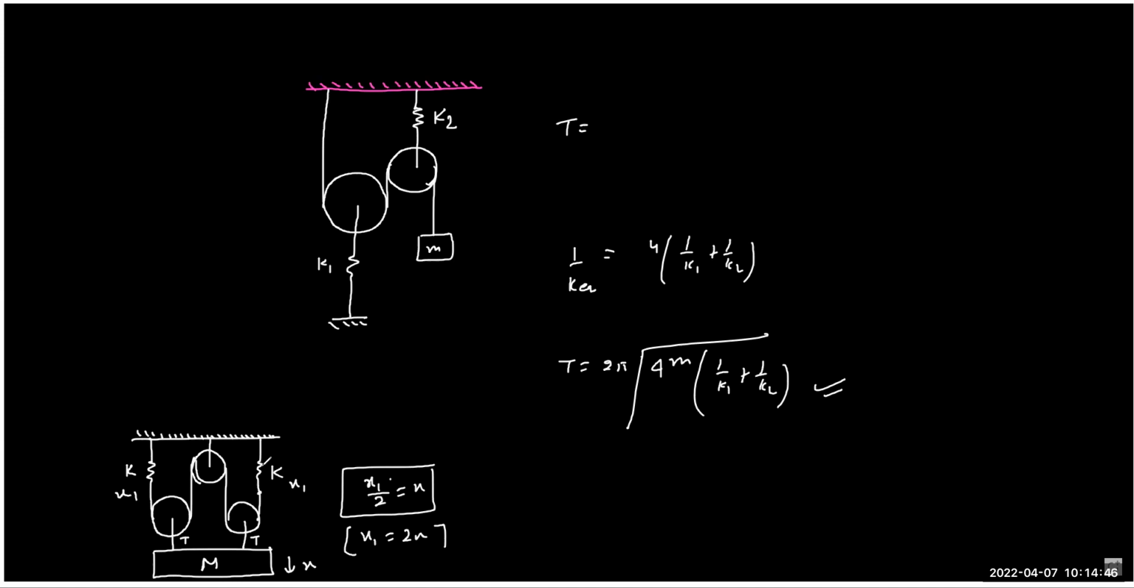So what is the net force acting upward? 4k x1. And this must be equated with capital M into acceleration. And x1 you can write as 2x, in fact. So a is 8k by m. You just compare with the formula. So 4kx.